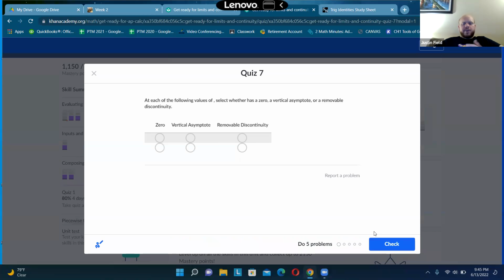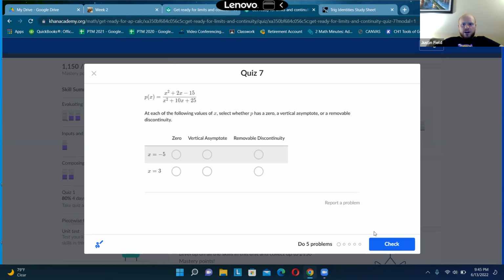5 questions, 10 minutes. We have descended to rational functions, polynomials over polynomials. And the number 1 rule is to factor. And the number 2 rule is to find our asymptotes and our removable discontinuities. Okay, so let's factor. X squared plus 2x minus 15. That's x plus 5, x minus 3. Back to the bottom. Oh, x plus 5, x plus 5.